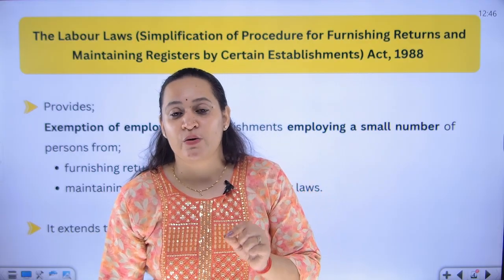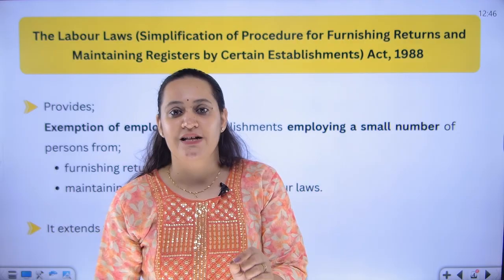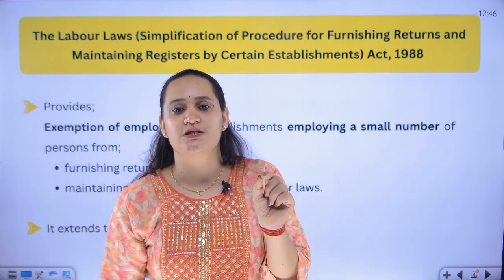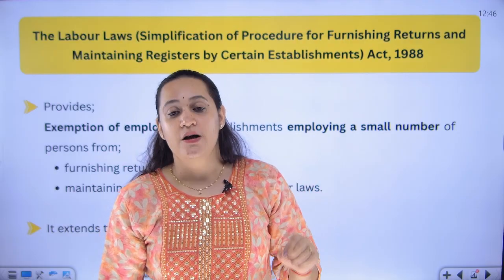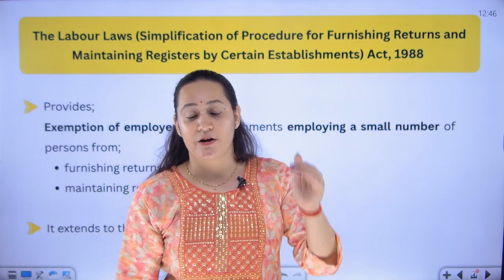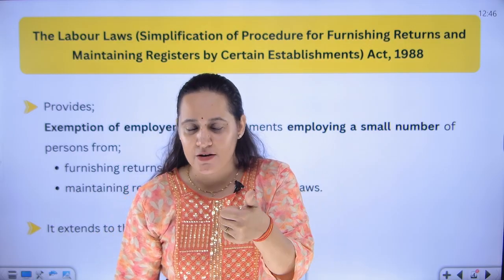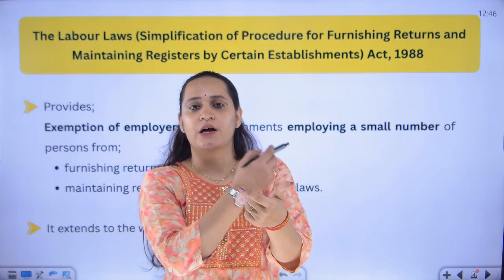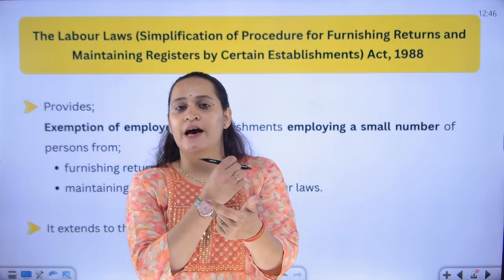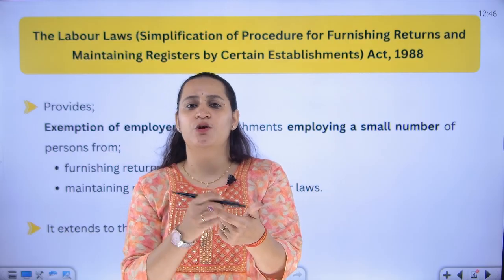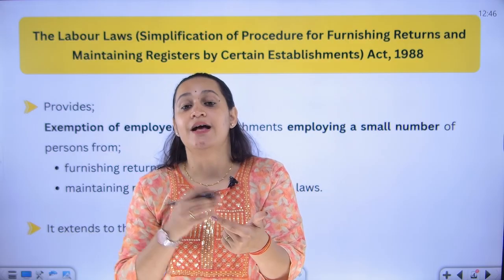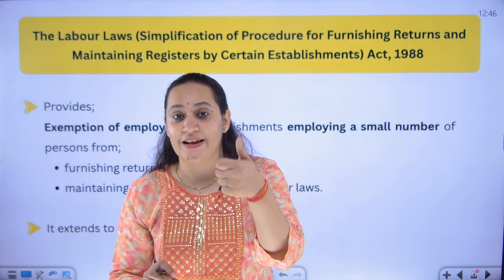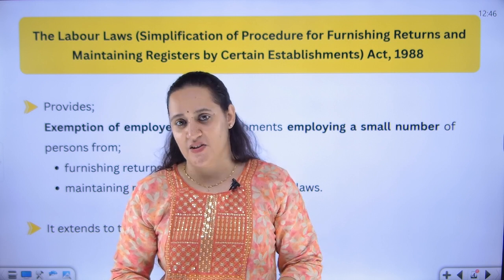That is, we are going to give them exemption. Exemption means they do not have to follow certain provisions of law. We have so many enactments. Under those enactments, they have to file annual returns and they have to maintain registers. If they come under the applicability of this enactment, that they are a small industrial establishment or a very small industrial establishment, they can claim an exemption from filing annual returns and maintaining registers.